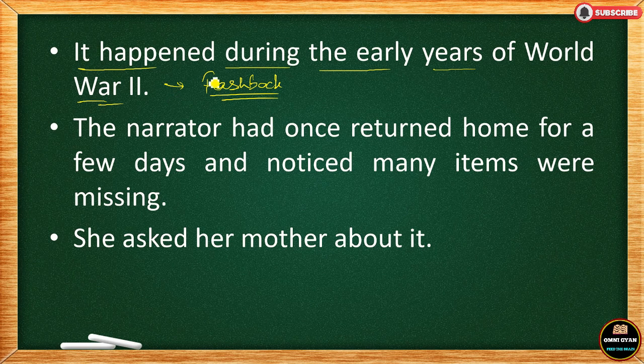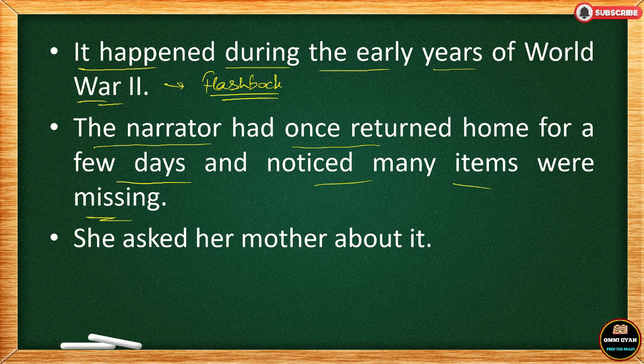Okay, so it happened during the early years of World War II. Second World War के time की ये बात है. The narrator had once returned home for a few days and noticed many items were missing. So the narrator used to be outside and she returned home for vacation for a few days. And when she reached home, we are talking about the past, okay? The narrator is remembering about the past while she's going to the station. जब वो station जा रही है from Mrs. Darling's house, she is remembering this past incident, okay?